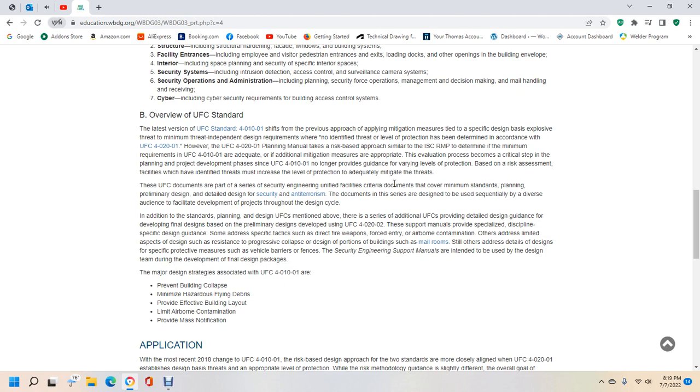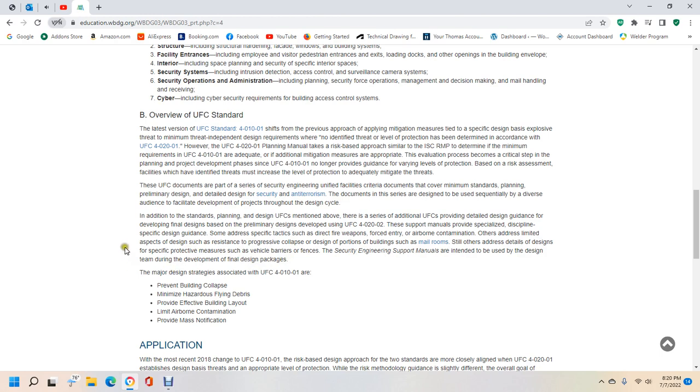Some address specific tactics such as direct fire, forced entry weapons, and airborne contamination. Others address limited aspects of the design, such as progressive collapse, and the design of specific buildings such as mail rooms. Others address details of protective measures such as vehicle barrier defense. Security engineering support manuals are intended to be used by the design team during the development of the final design packages.